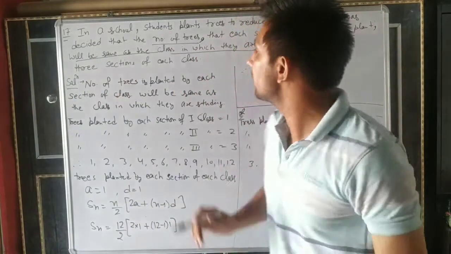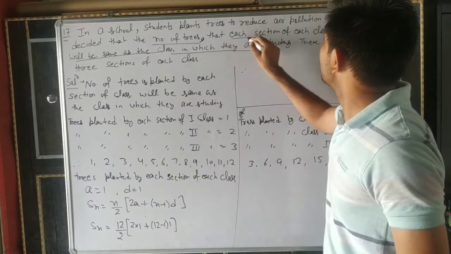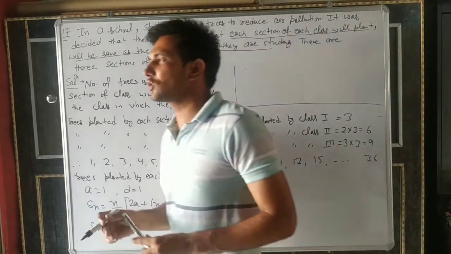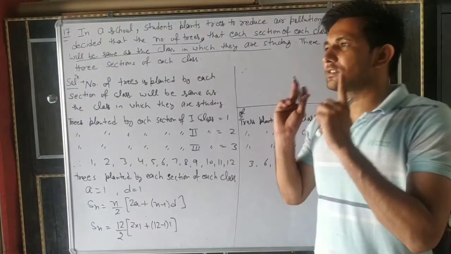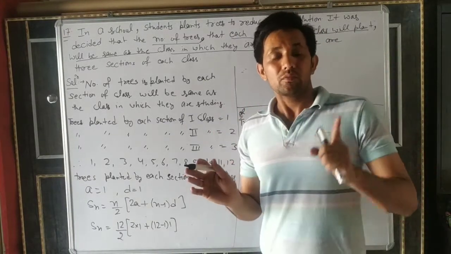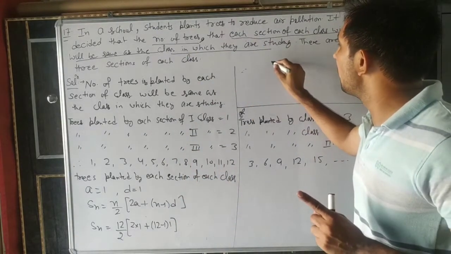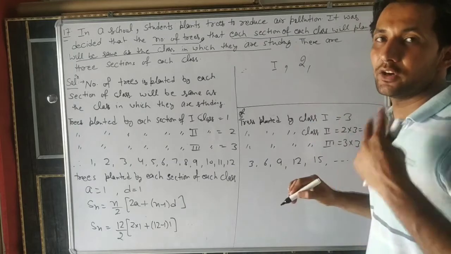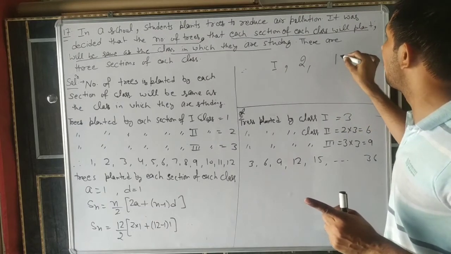What is given here? The number of trees planted by each section of each class. Understand? In a school, the principal ordered that every class will plant trees, and how many? As per the class in which they are studying. What does it mean? If you are studying in the first class, you will plant one tree. If you are studying in the second class, you will plant two trees. And if you are studying in the 10th class, you will plant how many trees?